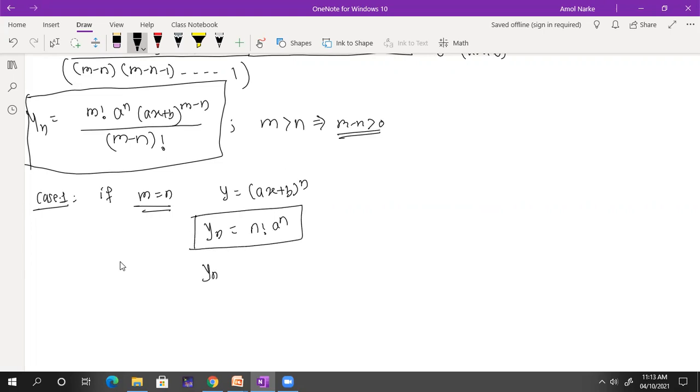Can someone tell me what is the (n plus 1)th, its next derivative? 0. Absolutely correct. It becomes 0. Why? Because here you are getting a constant term. The next derivative is 0. Everyone got this?